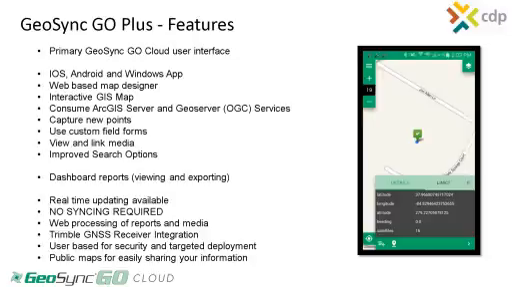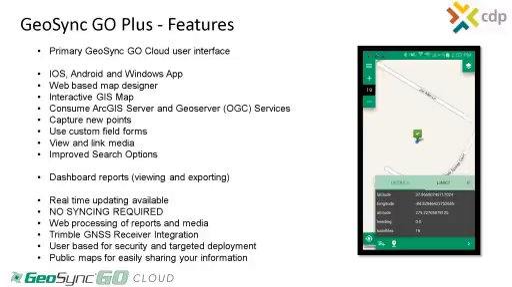GeoSync Go Plus can be installed as an app on iOS devices, Android devices, and Windows. There's a web-based map designer now, so you can design your maps and deploy those from the web. You get a very interactive GIS map. You can consume new services, ArcGIS Server services, and GeoServer, which are OpenGIS Consortium services that are out there. A lot of options are there. You can consume those live.